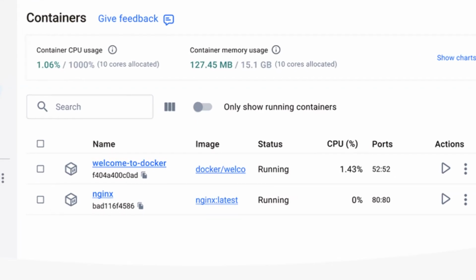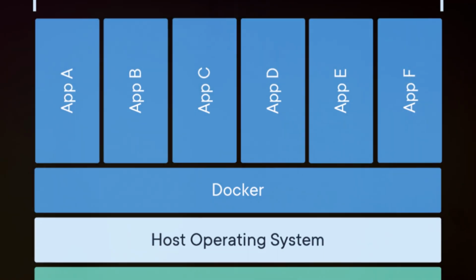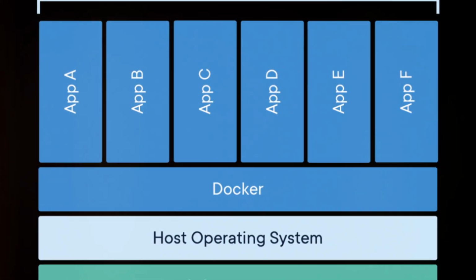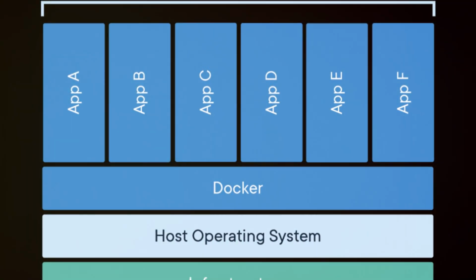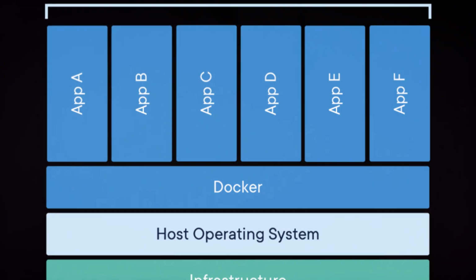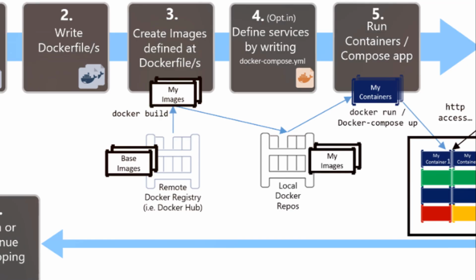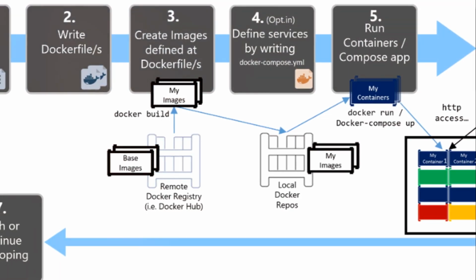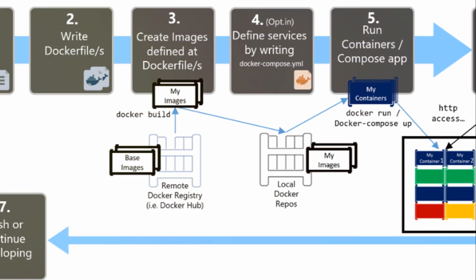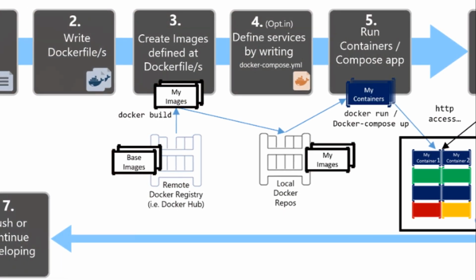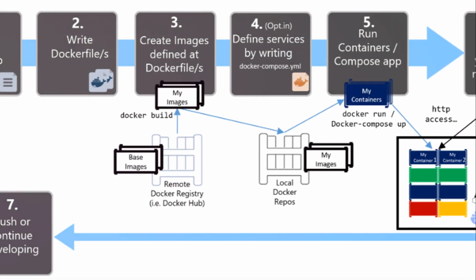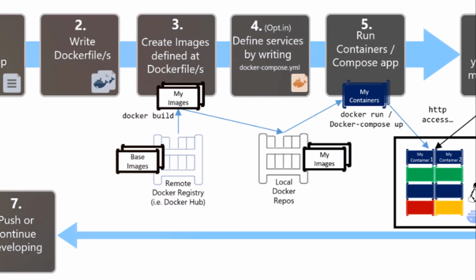So, what's a container? A container is a standardized unit of software that packages an application and its dependencies together, allowing it to run consistently across various computing environments. Docker simplifies the deployment process by enabling users to create, share, and run containers. Docker is ideal for smaller applications or microservices that need to be quickly deployed on a single host.